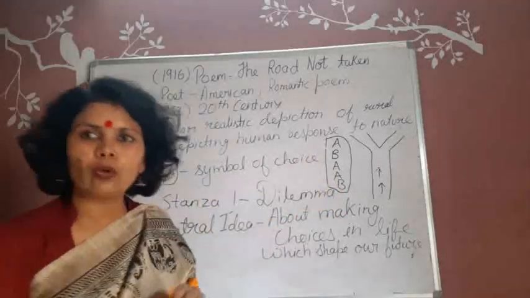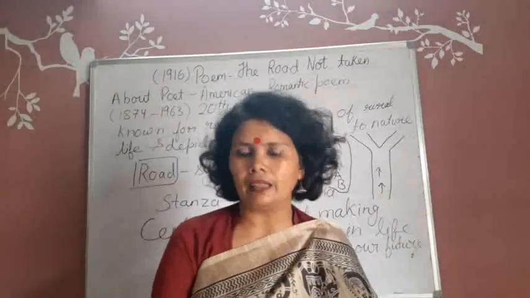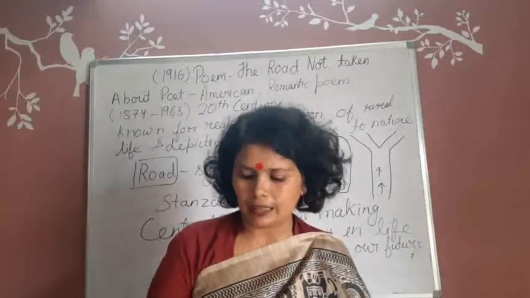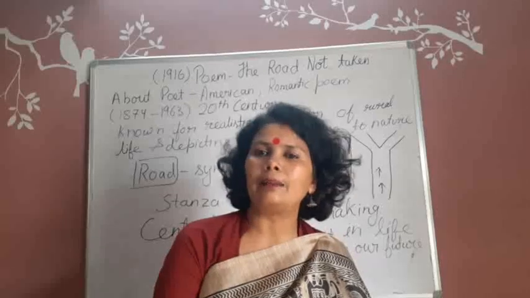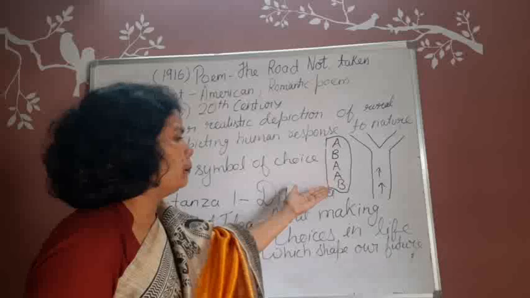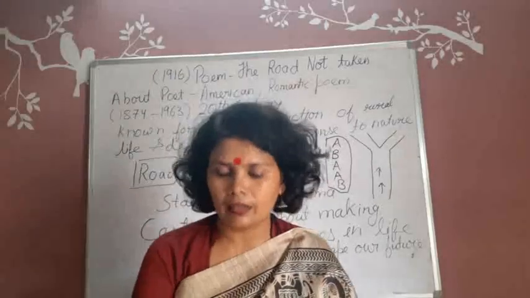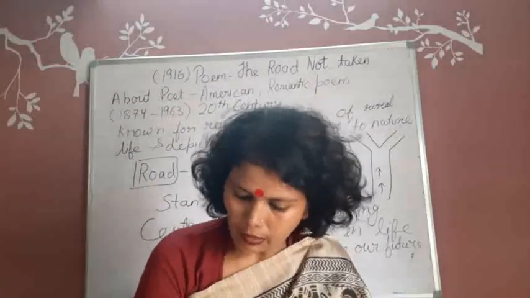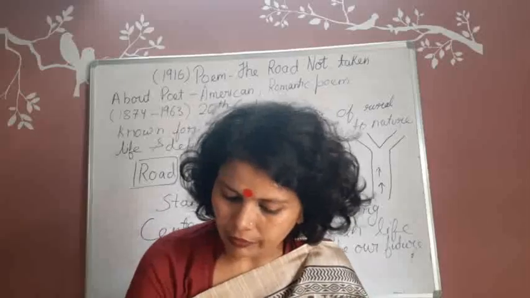So when you will be going into the poem and you will be applying the same pattern like this, you will find that the whole rhyming scheme of the poem is A, B, A, B. So, now I will explain the first stanza.